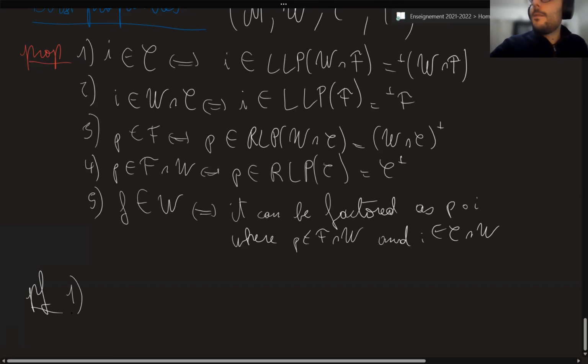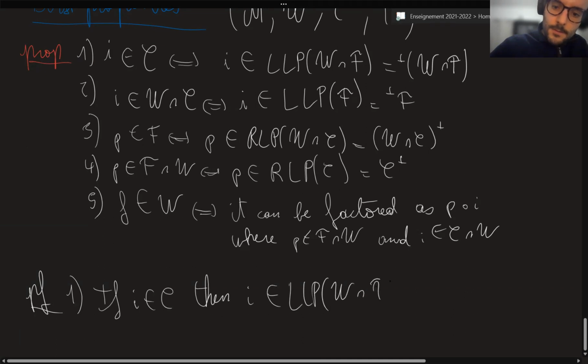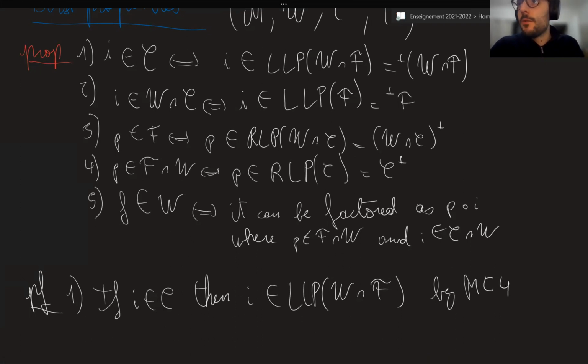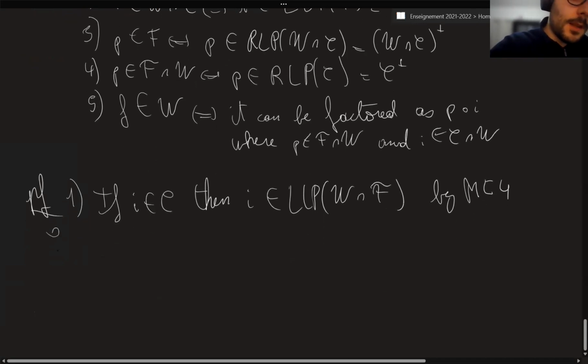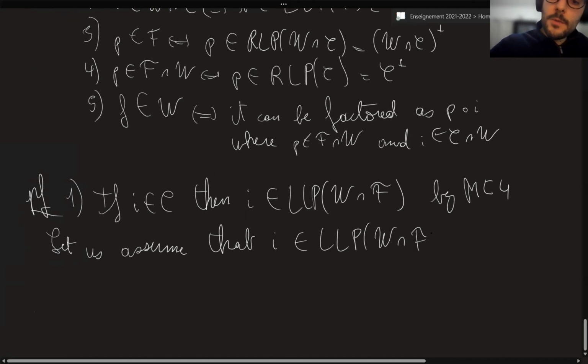So let's prove 1. If i is in C, then i is in the LLP of W ∩ F by MC4. This was the axiom. So this one is trivial by definition of model category. The one we want is the reverse implication. So let us assume that i has the left lifting property with respect to all acyclic fibrations.